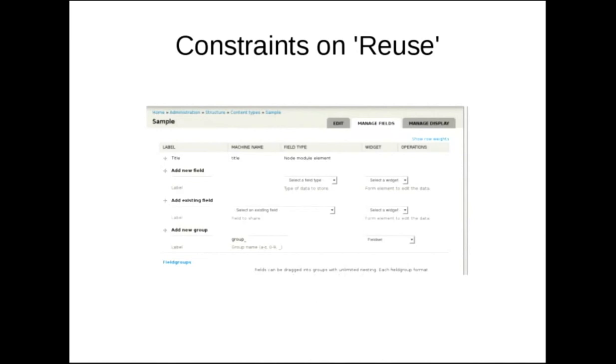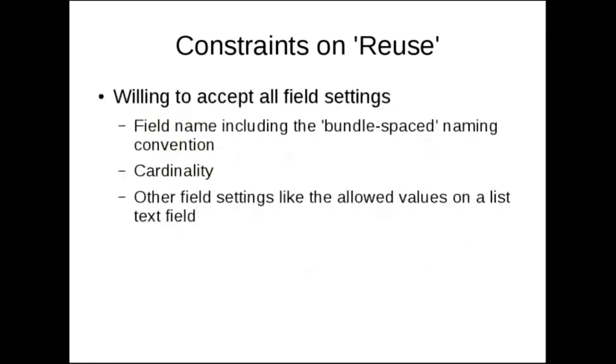We've touched on some of these things. So what are the constraints to reuse a field if you wanted to do it? There are some global settings that you can't deviate from, and there are field settings. So we've got these constraints. You've got to be willing to go with that field name. So if I called it thingamabob, I have to use that same name everywhere. And then there's the cardinality, and the field settings.